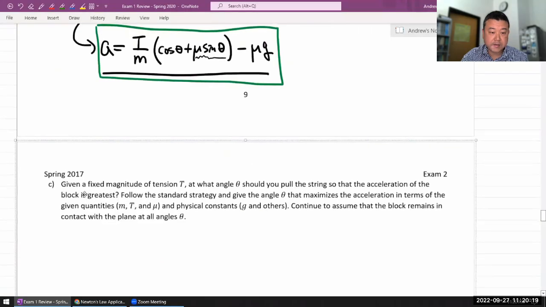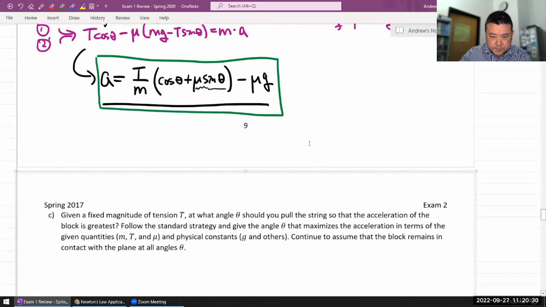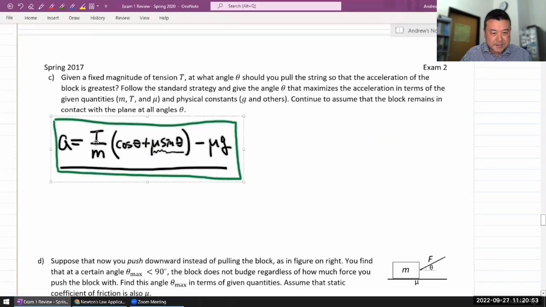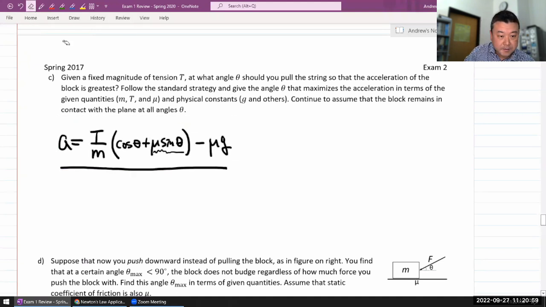So what part C is getting at is maximizing this acceleration with respect to theta. So we'll do that. Let me copy over this expression so that I have it to use. So this is the expression for acceleration as a function of theta. Let me just make that note clear, that we are looking at this as acceleration as a function of theta.